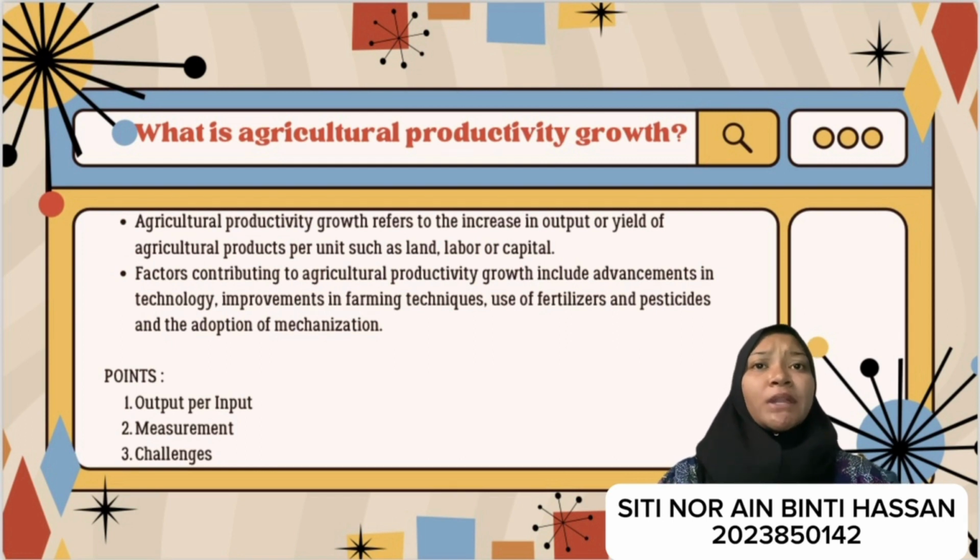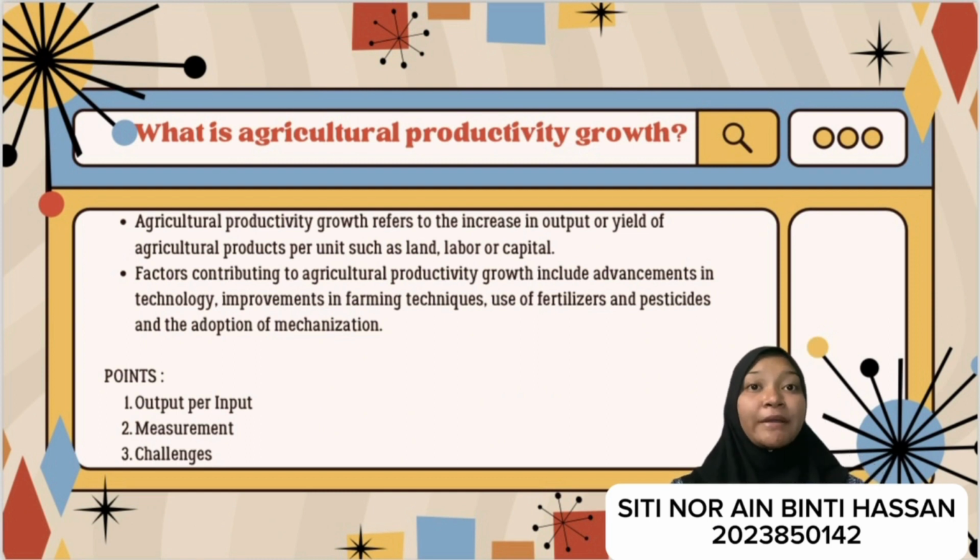Okay, first, what is agriculture productivity growth? Agriculture productivity growth refers to the increase in output or yield of agriculture products per unit such as land, labor, or capital. Factors contributing to agriculture productivity growth include advancement in technology, improvement in farming techniques, use of fertilizer and pesticide, and the adoption of mechanization.